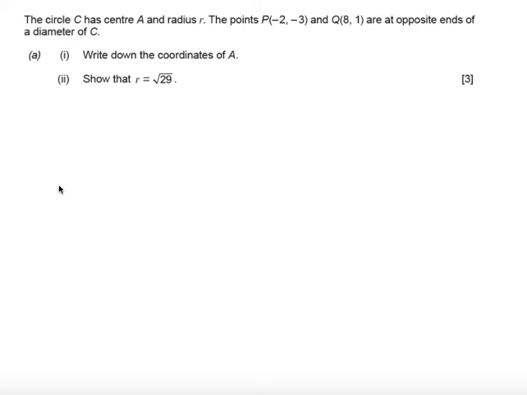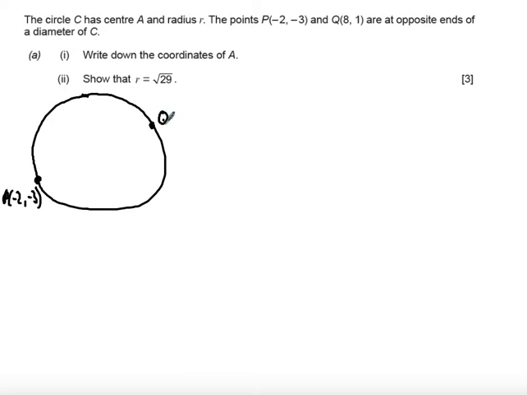So as this is a geometry question, it's always a good idea to start off with a sketch of the scenario. So I'm just going to sketch a circle. Now P is (-2, -3) and Q is (8, 1). Both the x and the y coordinates for Q are higher than P, so I'm going to put the point P down on the bottom left here. So there's the point (-2, -3), and Q I'm going to put up here as the point (8, 1). And so here's my diameter.